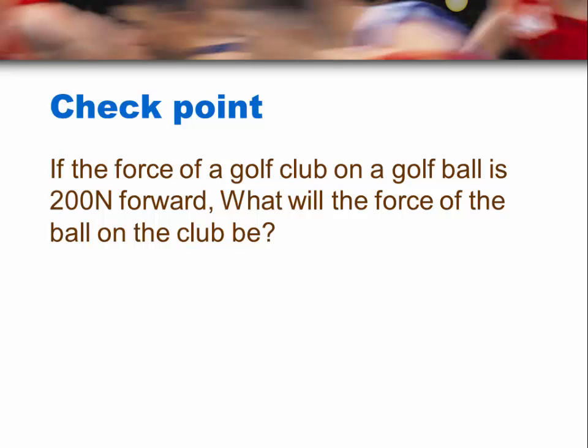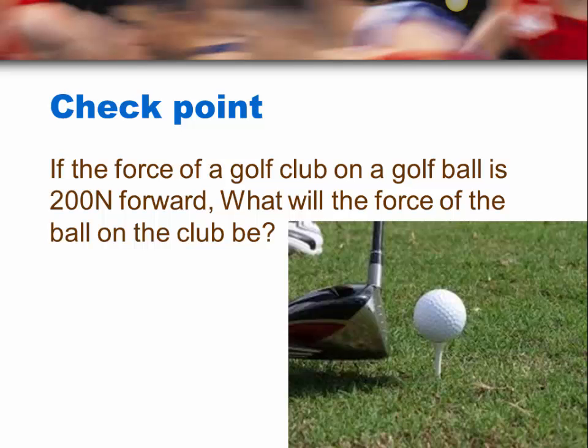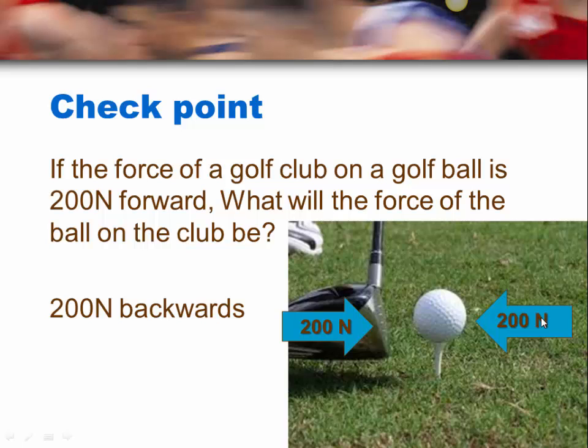If the force of a golf club on a golf ball is 200 newtons forward, what would be the force of the ball on the club? So let's picture this. We have the club, we have the ball. The club is going to put 200 newtons on the ball, so how much force is going to go from the ball back to the club? Remember that they're equal and opposite, so it's going to be 200 newtons backwards. Okay, so they're equal, but they are opposite.